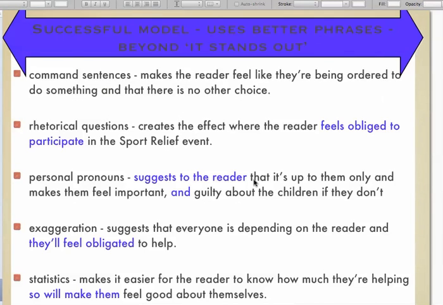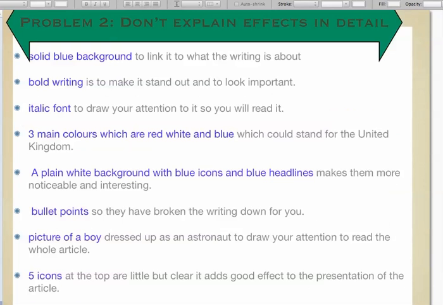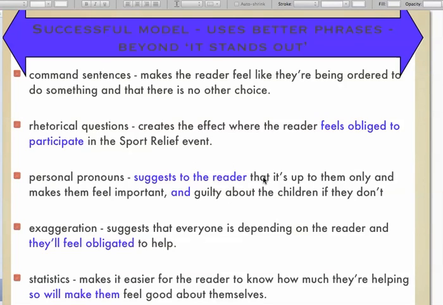So it's these sort of phrases and just going a little bit further. Compare it to the one that got 4. Link to what the writing's about. Make it stand out and look important. Look at the quality of the explanation of effects there compared to the quality of the explanation of effects there. It's not massively different, is it?